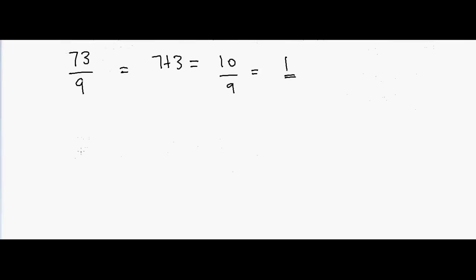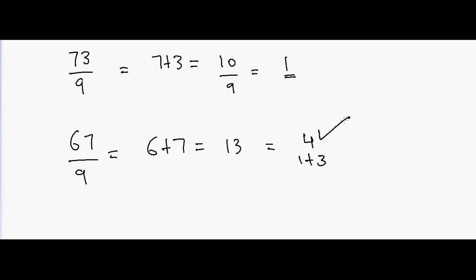Again, if I have 67 and I want to divide by 9, in that case 6 plus 7 is equal to 13, and again 1 plus 3 is equal to 4, so the remainder is 4. Another way is to look at dividing 13 by 9, in that case you will also get 4. So if you divide 67 by 9, the remainder should be 4.